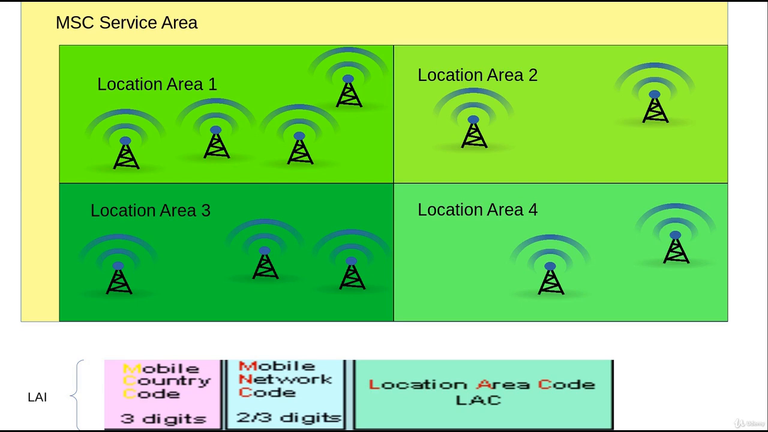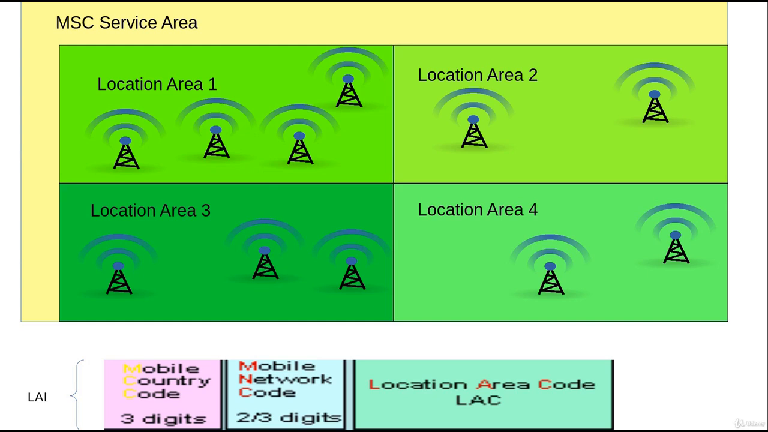Each of these location areas can be made bigger or smaller. If it is bigger, then you have more base stations in it, and if it is smaller, you have fewer base stations in it. Now, what are the implications of having bigger location areas and smaller location areas?